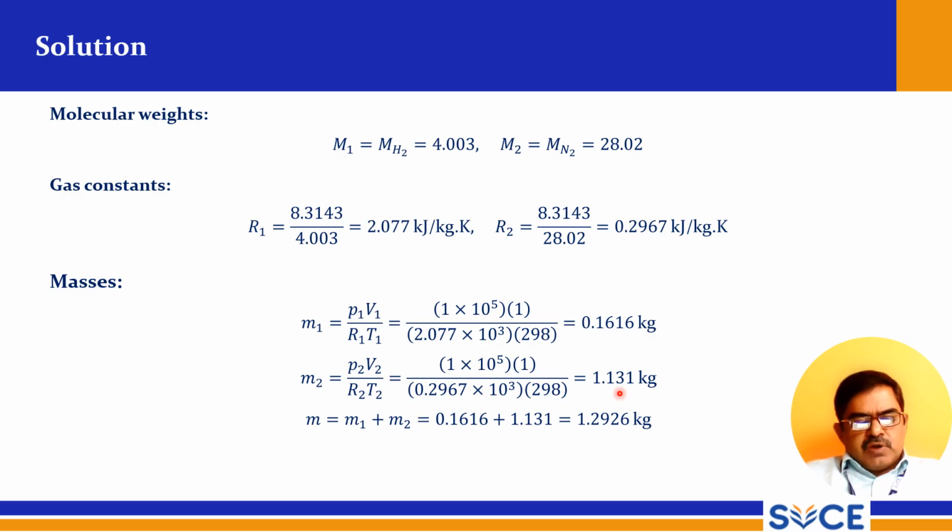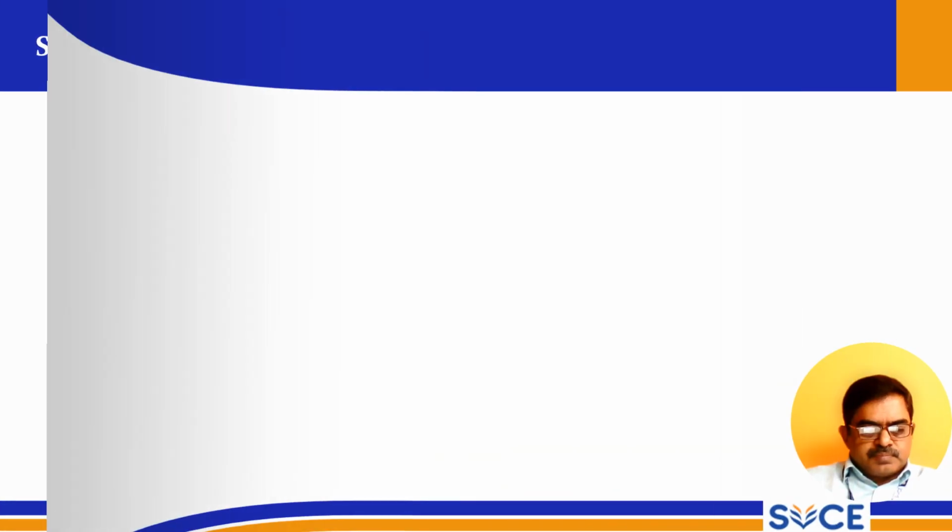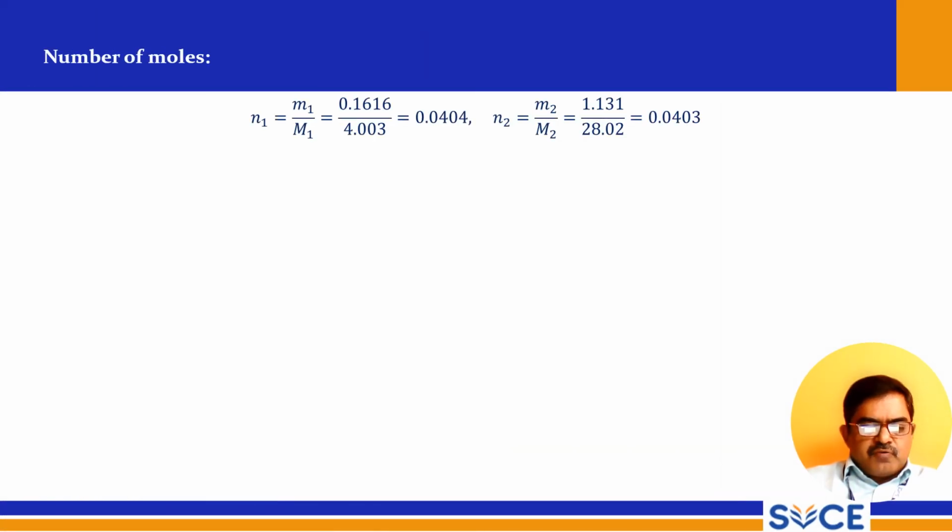So total mass is equal to m1 plus m2. It is 1.2926 kg. So total mass is 1.2926 kg. So number of moles, N1 equal to small m1 by capital M1. So that is 0.0404. N2 equal to small m2 by capital M2, 1.131 divided by 28.02. So that is equal to 0.0403. And total number of moles equal to N1 plus N2 is equal to 0.0404 plus 0.0403. It is 0.0807.